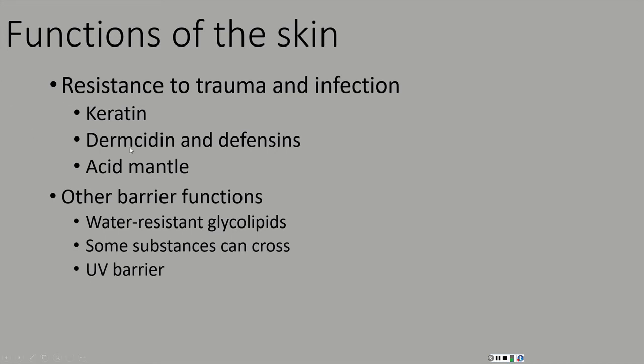Next, there's going to be something called dermcidin and other things called defensins. These are all just enzymes or proteins that are going to help keep things from growing on or in our skin. Our skin is coated in this dermcidin and defensins to make it inhospitable for things to want to grow on us.